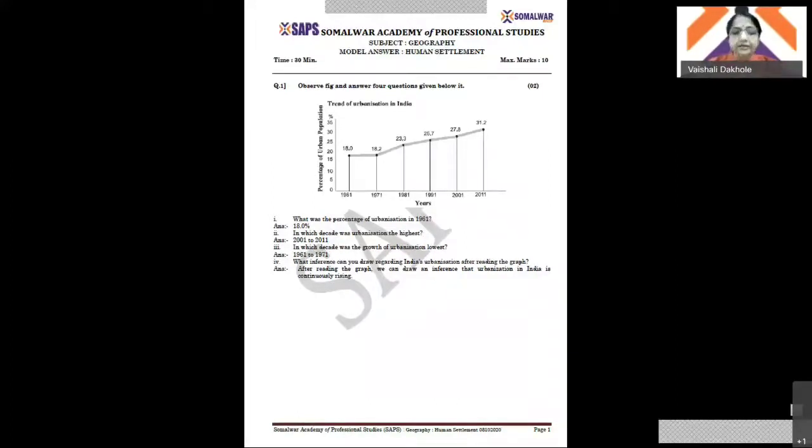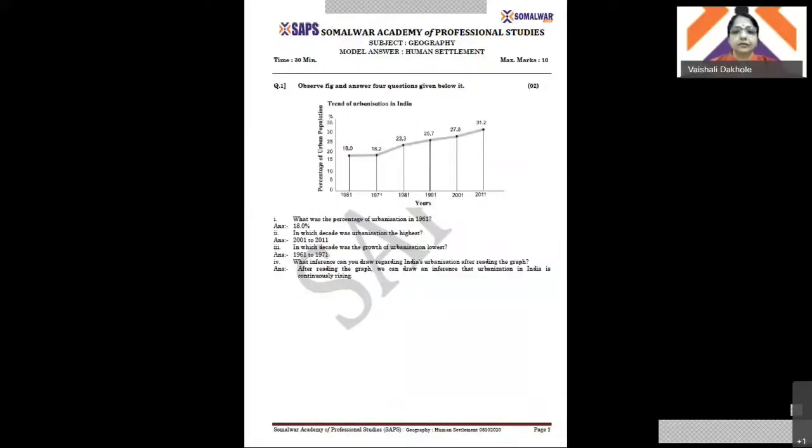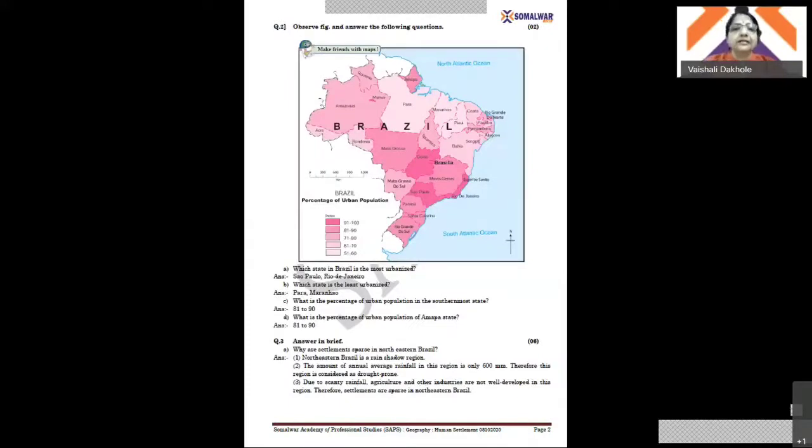Now let's see the next one. Next question is, there is a map given to you in question number 2. Observe the figure and answer the following question. Here you can see the percentage of urban population in Brazil.